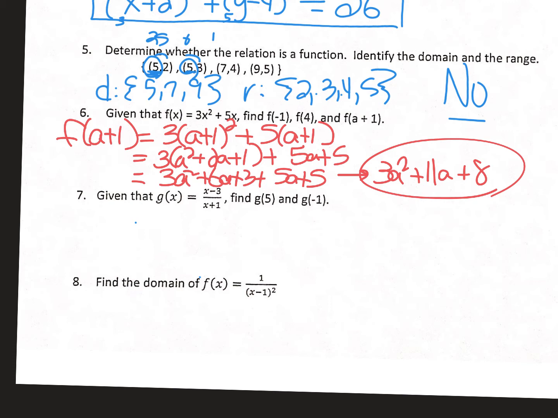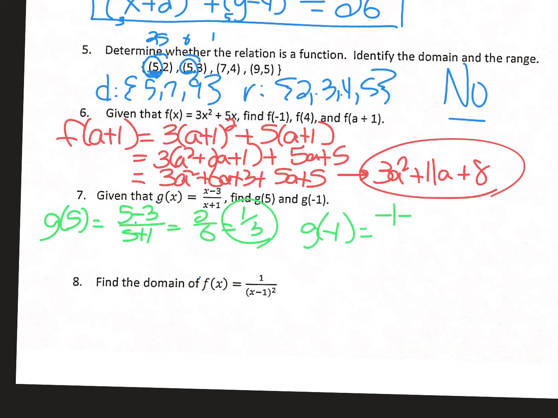Number 7. Exact same kind of problem. Plug in the 5. You get 5 minus 3 over 5 plus 1. That gives you 2 over 6, which reduces down to 1/3. No big deal there. Do the same thing with the negative 1, except something weird happens when you plug in negative 1. What happens when you plug in negative 1? You get a 0 in your denominator, which hopefully you know by now in your life, that is illegal. You can't divide anything by 0. That means it is undefined. No definition for that. Undefined.